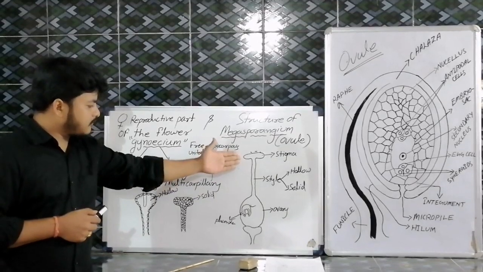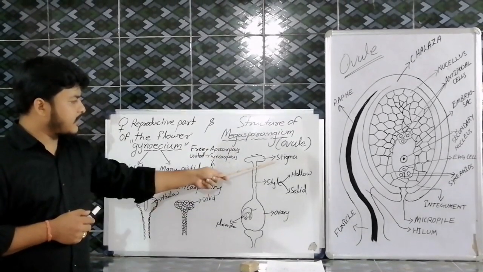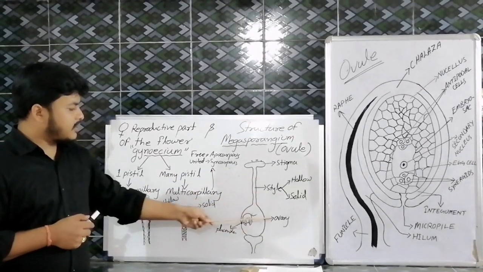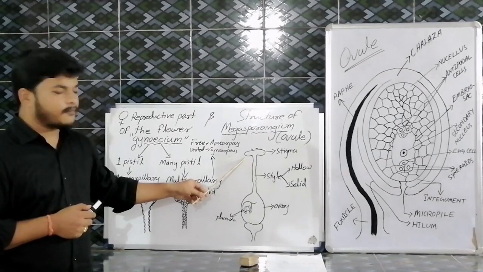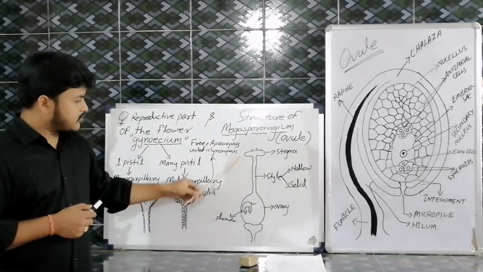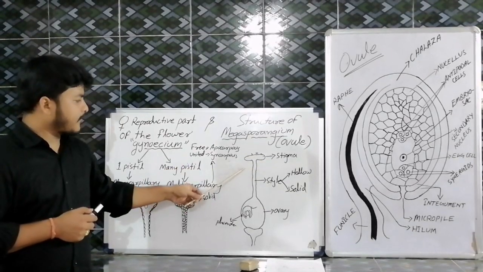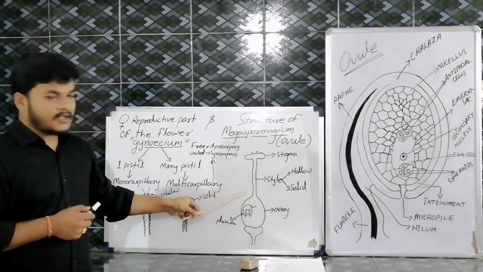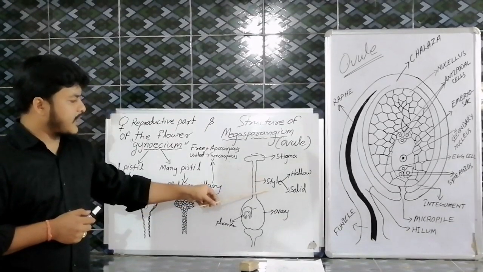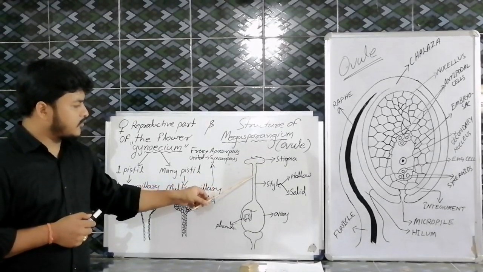The unit consists of three types of parts. One is your stigma, another one is your style, and the next one is your ovary. The stigma is the receiving part of the pistil. The hollow cylindrical neck part is otherwise known as your style. In the style, the formation of the pollen tube takes place.